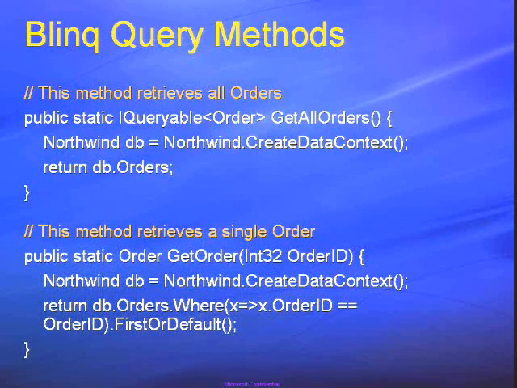So when you look at the code gen for the selection queries, to get all orders, we essentially just new up the data context and return the orders table collection directly off of that. For getting a single order, we'll create a data context and return the subset of orders where the order ID equals the value that we're looking for.